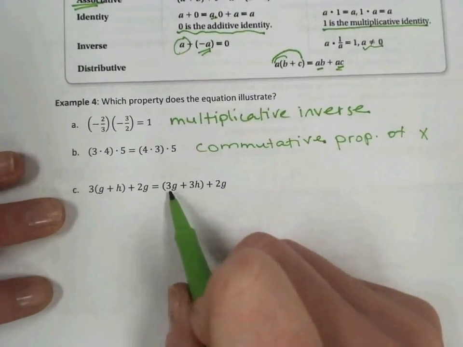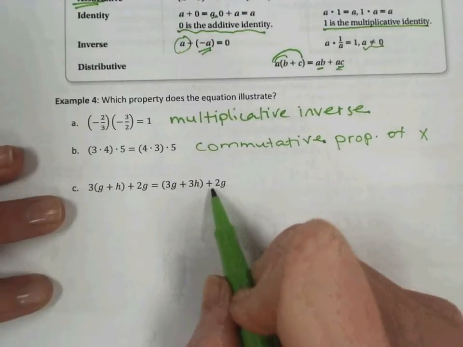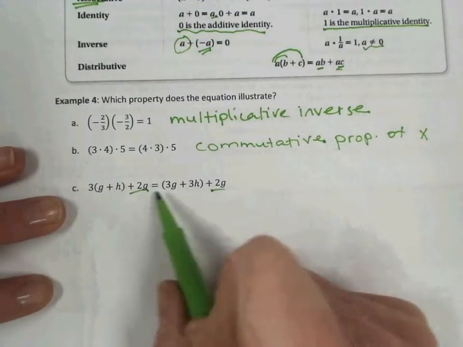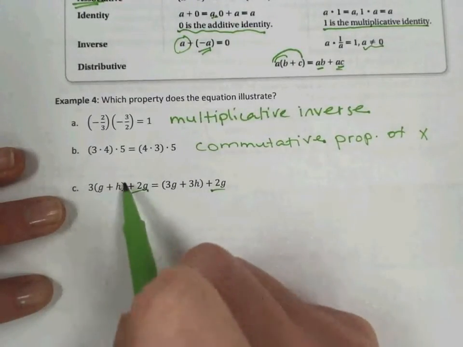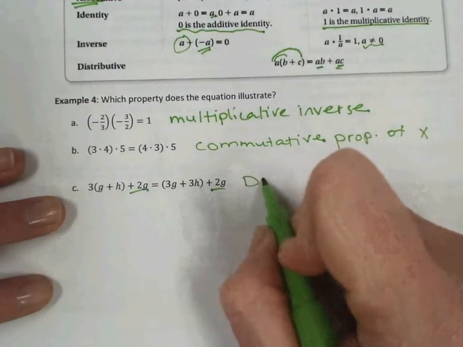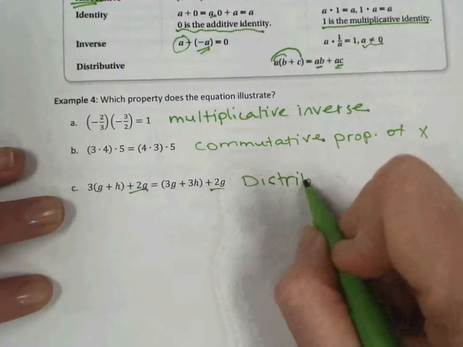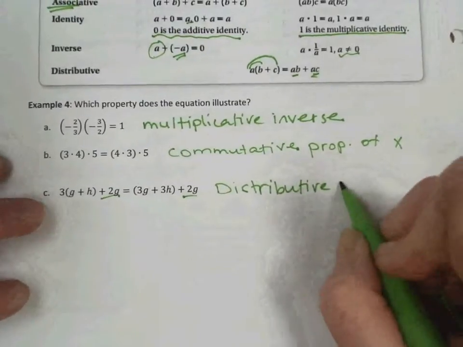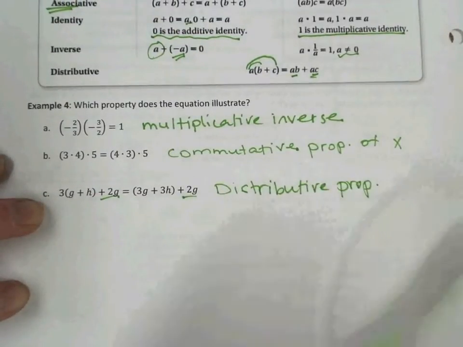And lastly, we have 3 outside parentheses, g plus h, plus 2g. And now, in the result, we have 3g plus 3h plus 2g. The 2g stays the same, so what's different? Well, the distributive property happened. So we'll label that distributive.